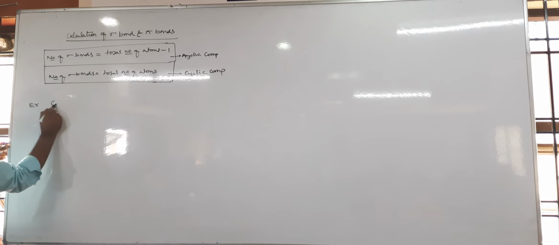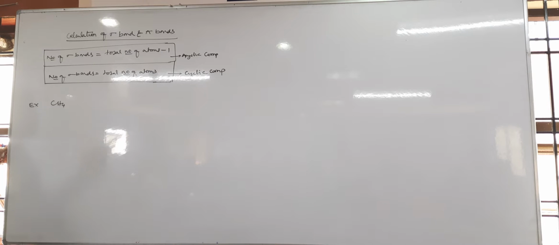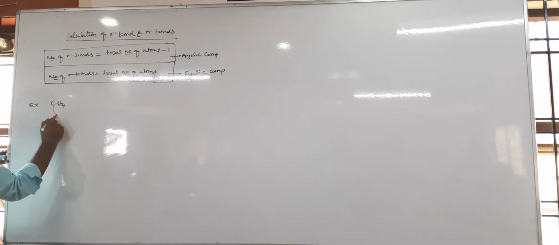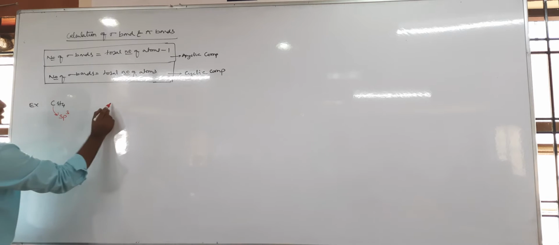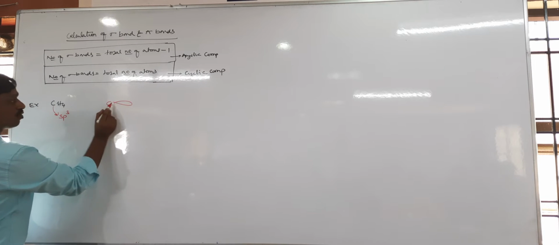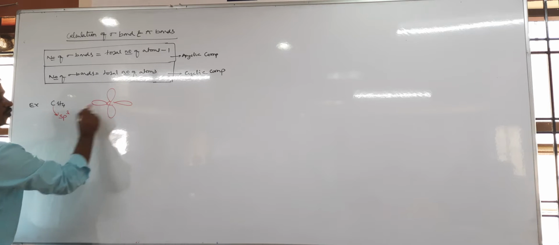Take methane. Tell me, how many sigma bonds does methane have, and which type of sigma bond? That is also important. Before that, tell me which hybridization methane undergoes. In the last class we studied it is sp3, right? Methane undergoes sp3 hybridization. How many sp3 orbitals does it form? 4 sp3, very good. Carbon has 4 sp3 orbitals: 1, 2, 3, 4.